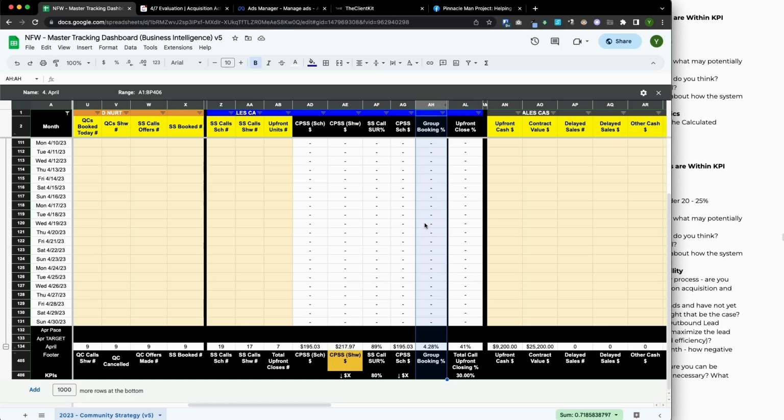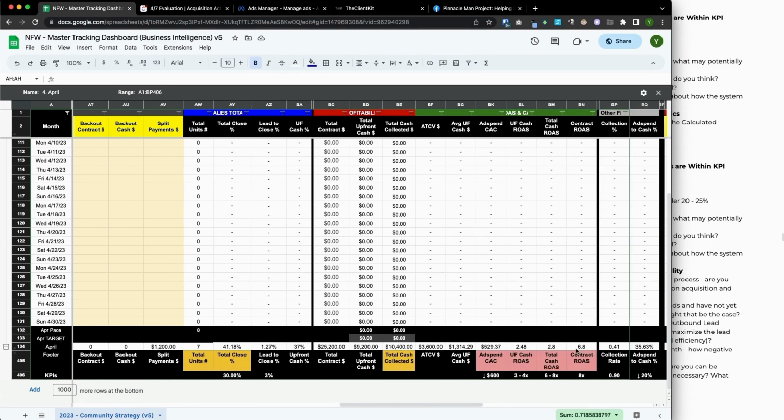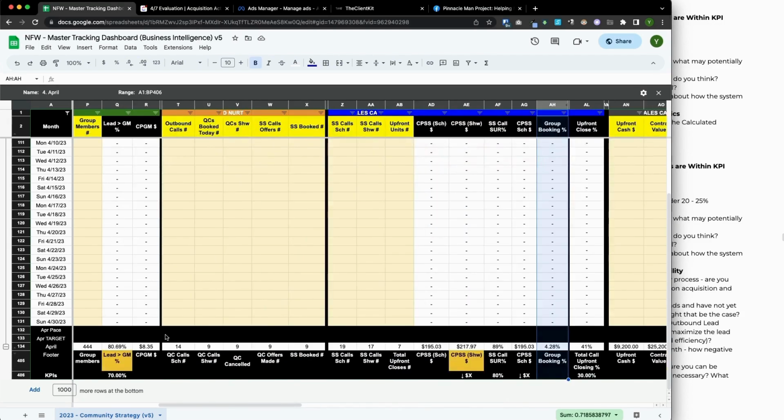So it just looks like I'm not booking enough calls, and that's the reason why all the way downstream I have all of these numbers that are not as great as I would want them to be, and the ad spend cash isn't the way I want it to be, even though everything else in the entire system is looking pretty good, right?